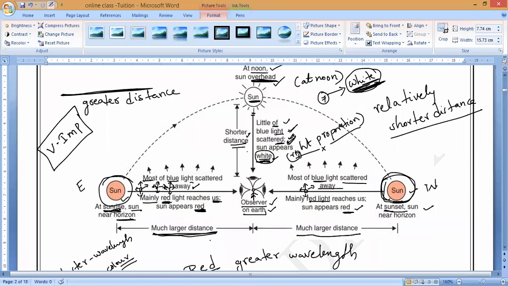Have you drawn this diagram? Do you understand, everybody? Any doubt, anybody? This is called why the sun appears red at sunrise and sunset. Any doubt, anybody? Pranav, Tarani, Nitish, Jesse?